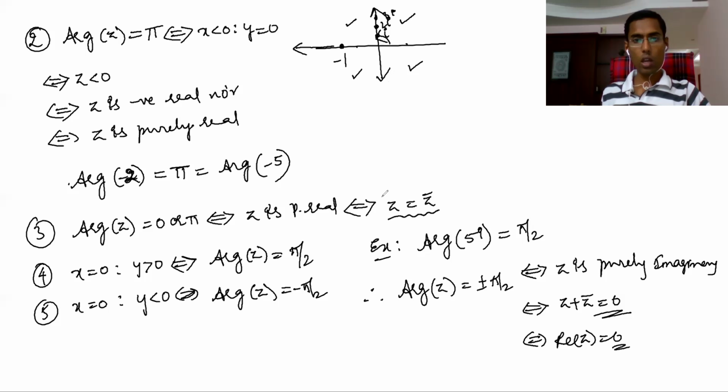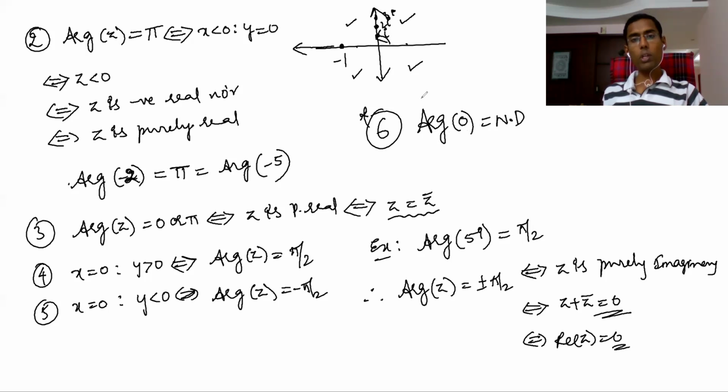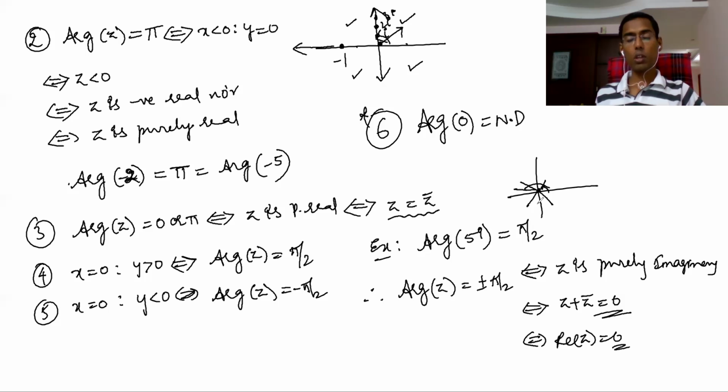All we discussed. The last and important thing is this: the argument of 0 is not defined. Argument is defined only when the point moves from the origin. When it moves from the origin, this much if it is moved, this is the argument. If it is moved like this, or like this, somewhere it is moving, then we can find its argument. But if it is at the origin only, then we cannot define it. So the argument of 0, the origin, is not defined.